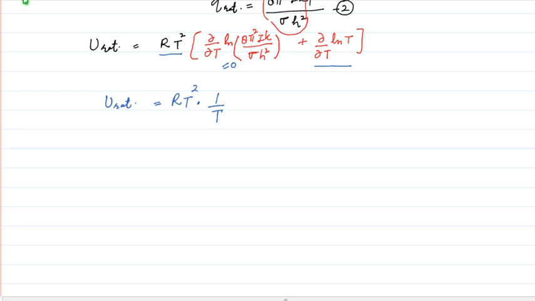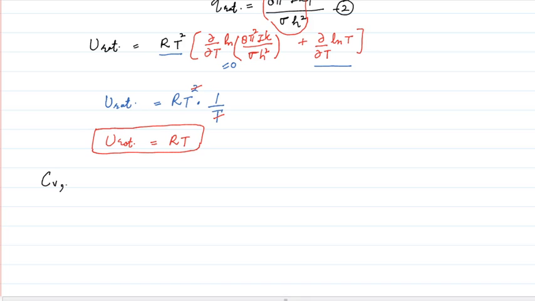So one of the T's will cancel, this and this. That means the rotational internal energy will be simply equal to RT. So remember this relation. This is a very simple relation, and it has been asked many times in different exams. Now if we have derived this rotational internal energy, then we can derive the relation for specific heat capacity at constant volume.